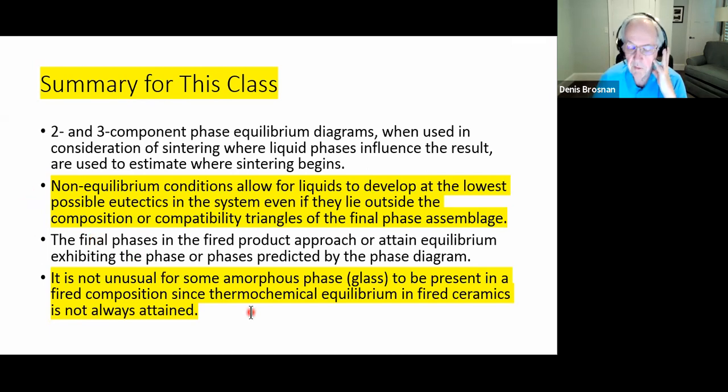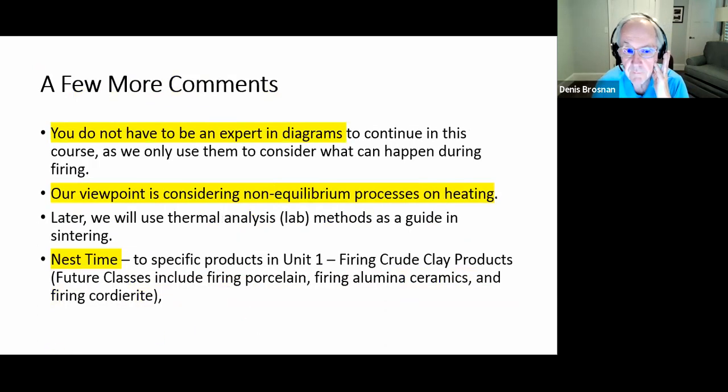But don't forget, even though liquids can be reabsorbed, they can be present in the final fired product as solidified liquids or glass, amorphous phases in the final product, because sometimes the liquid is not completely absorbed.